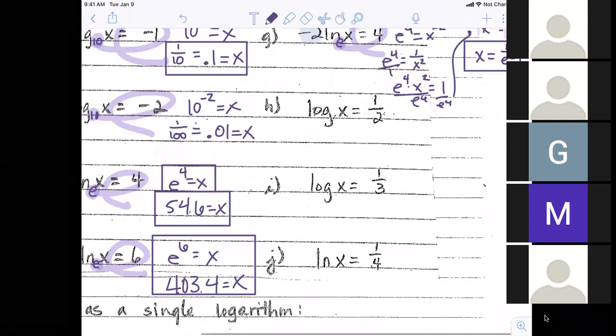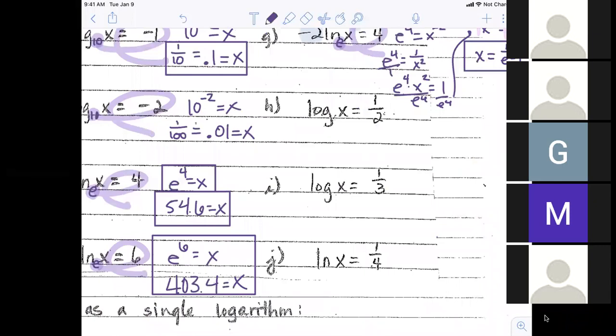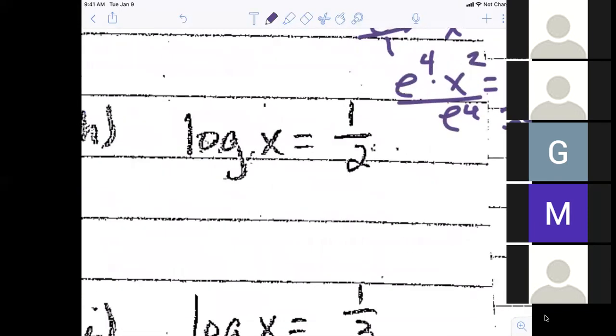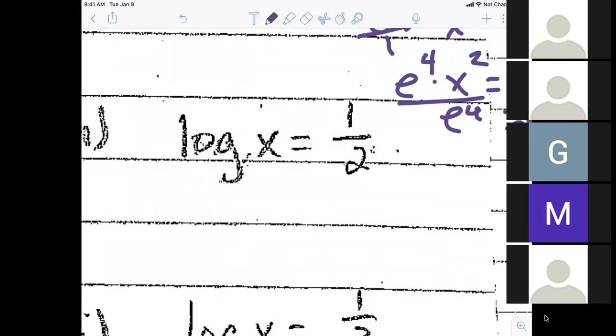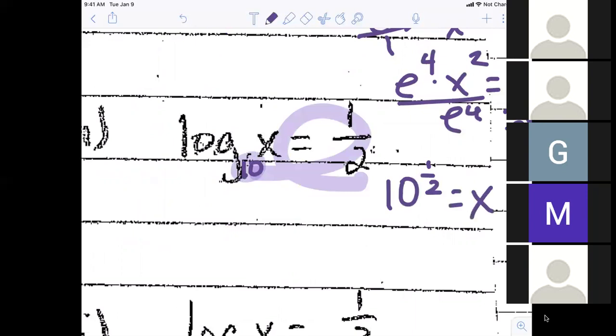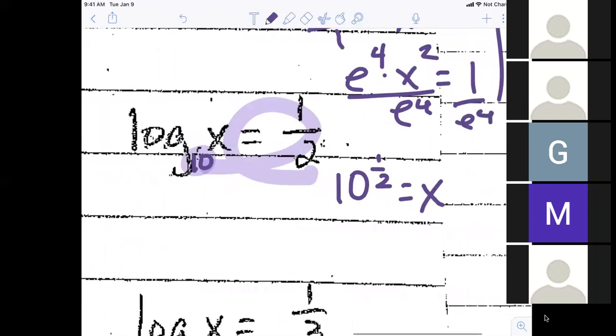We've got a couple more, and these are fractions. So remember, when they're fractions, that means that I have some kind of radical. So we got to deal with that right now. Log of x equals 1/2. So remember, that's a base 10. Let's do our log roll, and then we'll talk about what that means. So that's 10 to the 1/2 equals x.